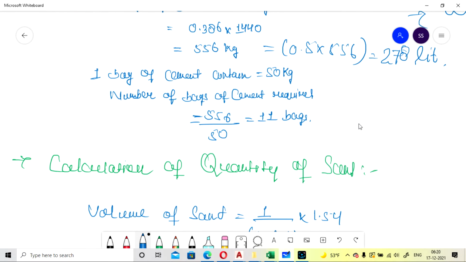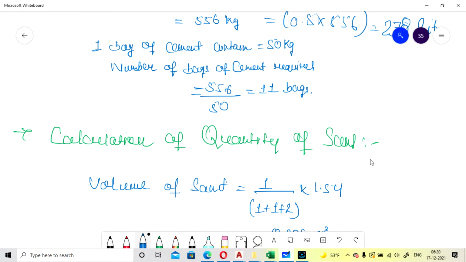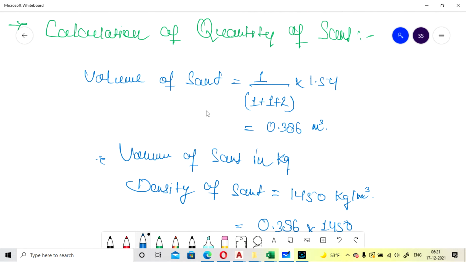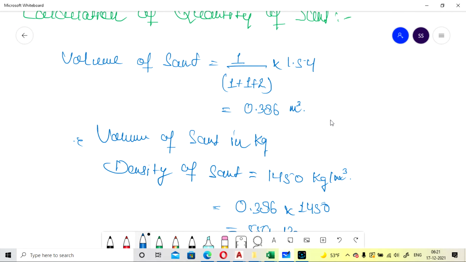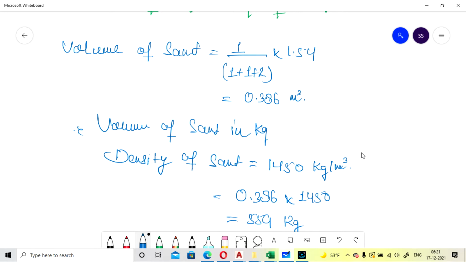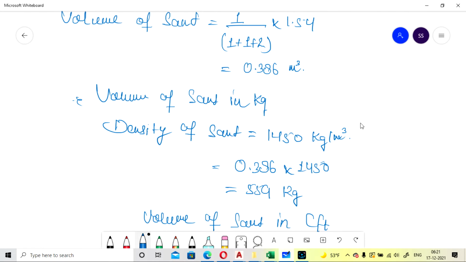Now we can go for the calculation of the quantity of sand. Our ratio for sand is also 1 is to 1 is to 2, so our sand is 1 divided by the sum of all the ratios into 1.54. So our sand volume will come as 0.386 m cube. Now we can also calculate in kg if you want, or directly in cubic feet, because sand is generally available in cubic feet as per the size of the tractor. Because it is directly loaded in a tractor, you can calculate in cubic feet for easy calculation.